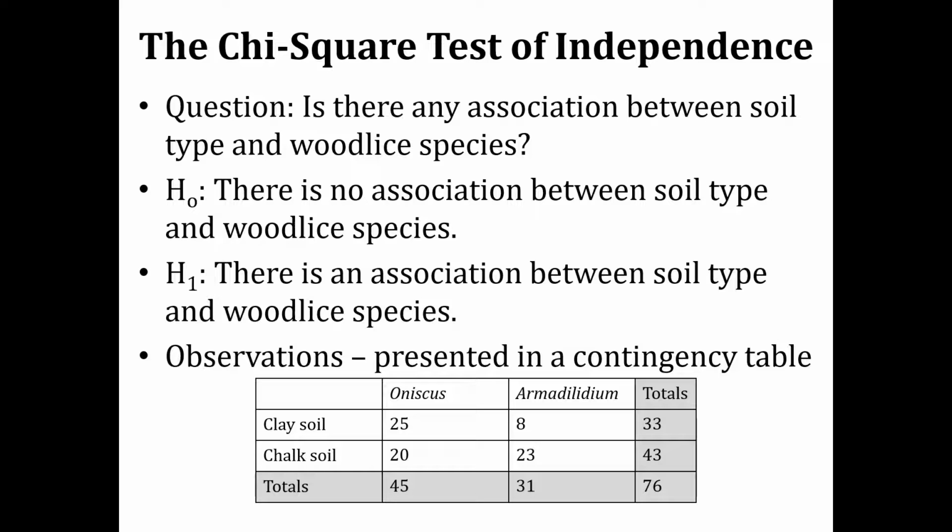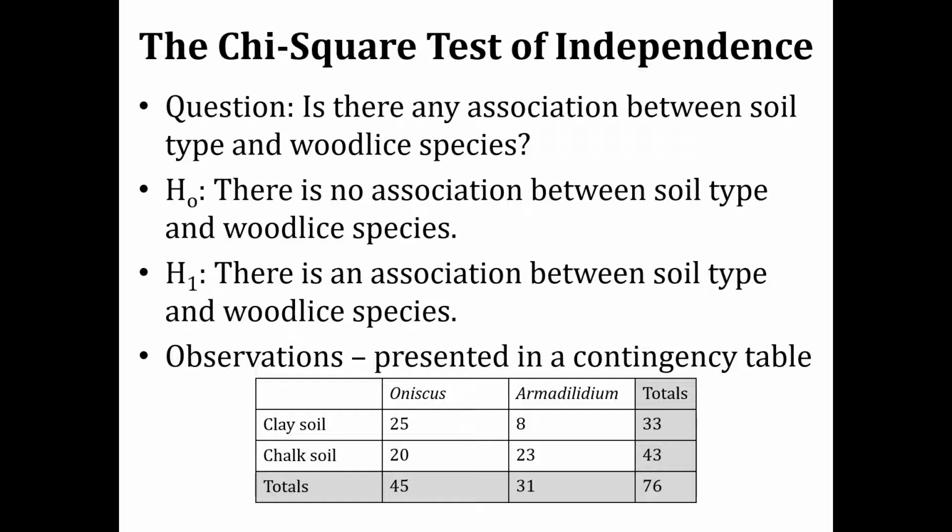Why are we applying the chi-square test of independence? Because our question is to test the association between two variables. And what are these two variables? One variable is the type of soil, which is either clay soil or chalk soil. The other variable is the species of wood lice, which is either Oniscus or Armadillidium. So these are the two variables, which is why we are using the chi-square test of independence. We have stated our null and alternate hypotheses, and these are the observations the biologist made, presented in a contingency table.